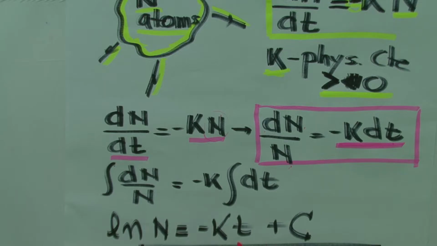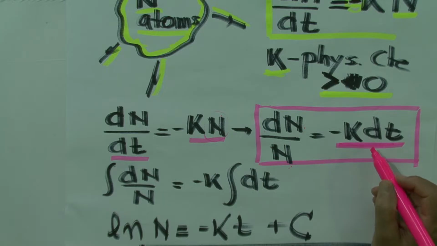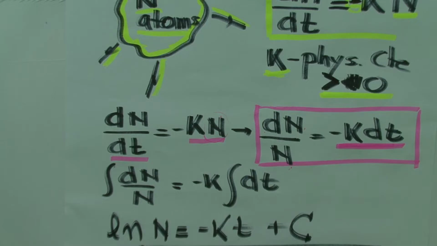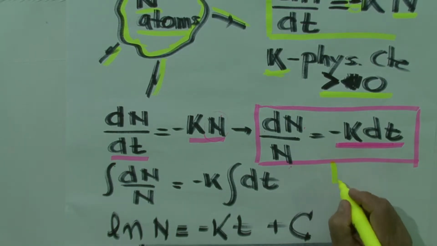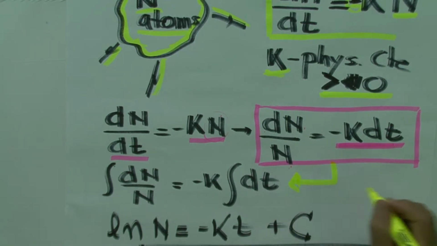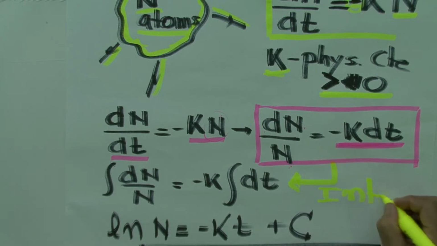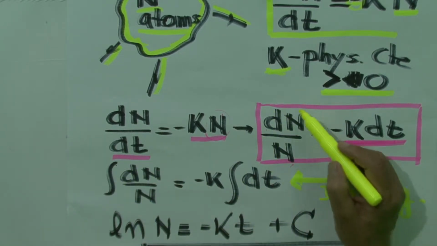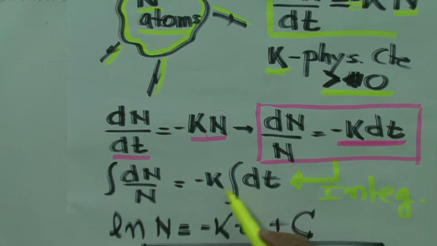Now, I have a differential part here and a differential part here. I can integrate both sides of this equation. So by doing a single operation, an integration, I go from here to here. By doing the simple integration, I have that the integral of the relative variation of the number must be equal to the integral of the increment of time.